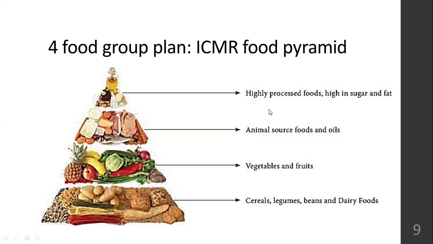Rice and dal. Beans, legumes, all the staple cereals, they all become one group. Then you have vegetables, fruits, animal sources, milk, animal products, then sugar and fat. Just like the 5 food group.